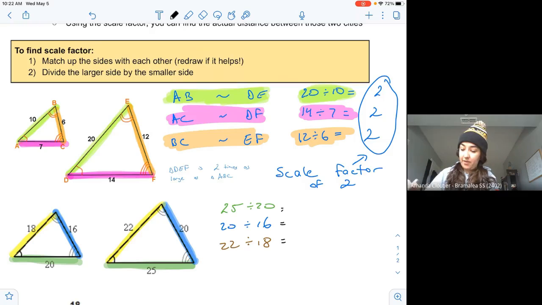So I did 25 divided by 20 and I got 1.25. If I then do 20 divided by 16, I also get 1.25. And then last but not least, I'm going to do 22 divided by 18. Oh, yeah, you're right. That one's off by a little bit. It's 1.2. Oh, man, I wonder what it should be. Hold on for a second here.